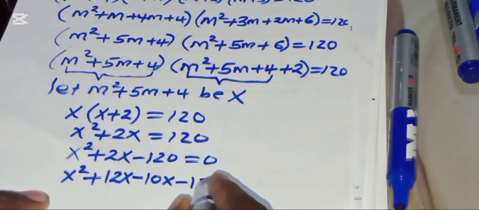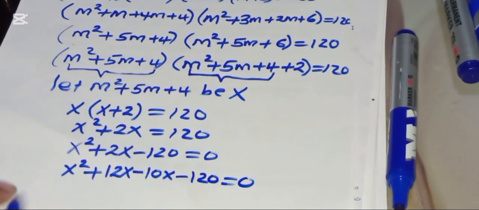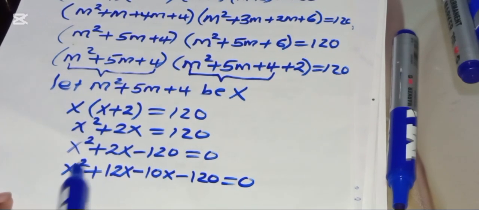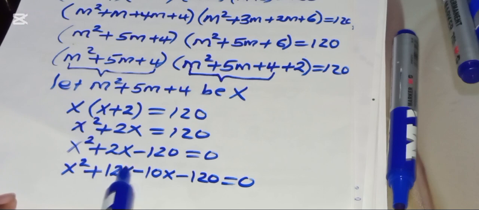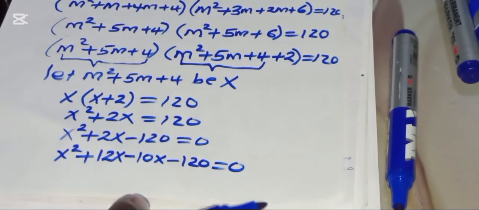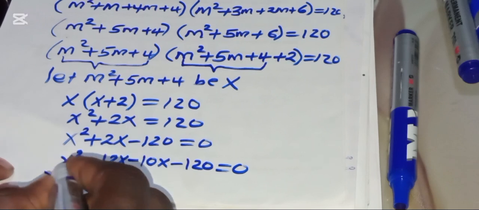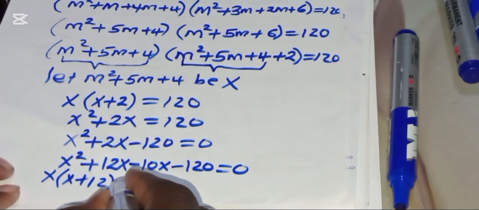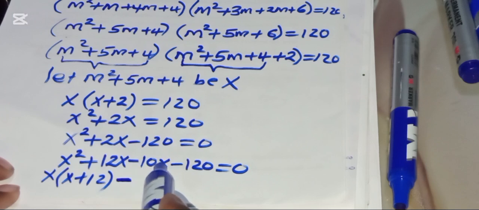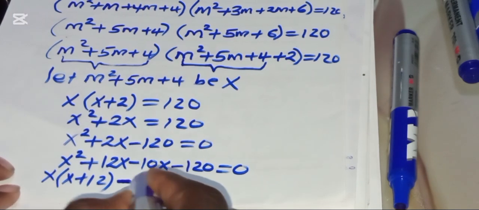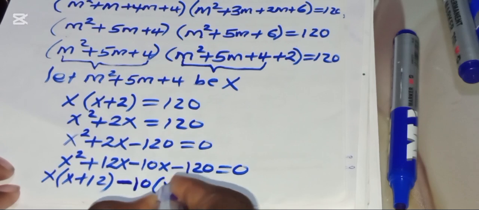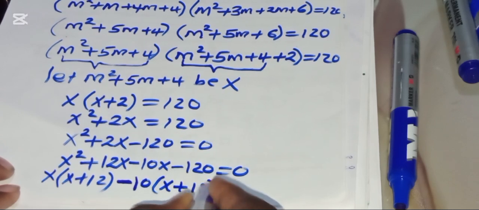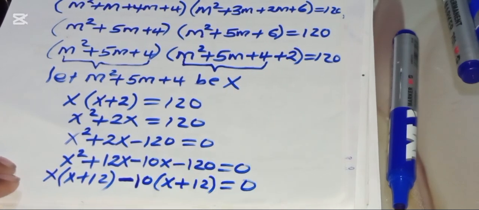So from here we factorize. We have x squared plus 12x. You can see x is common, so we factor out x. In the first we'll have (x + 12), subtract. Now we have negative 10x minus 120, so you can see 10 is common, so that we'll have (x + 12). This is equal to 0.